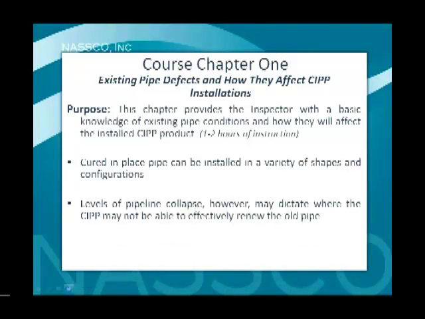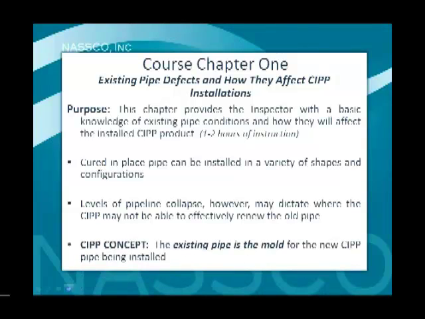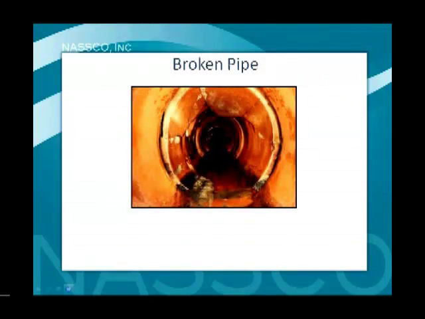The levels of pipeline collapse, however, may dictate where the CIPP may not be able to effectively renew the old pipe. And finally, we want to note that they need to understand the concept behind CIPP is the existing pipe is the mold for the new pipe. And so therefore, when you look at these existing conditions as they are, dependent upon what they look like is what your finished CIPP is going to look like. Let's look at that a little bit closer with some of the slides that we used from the presentation.